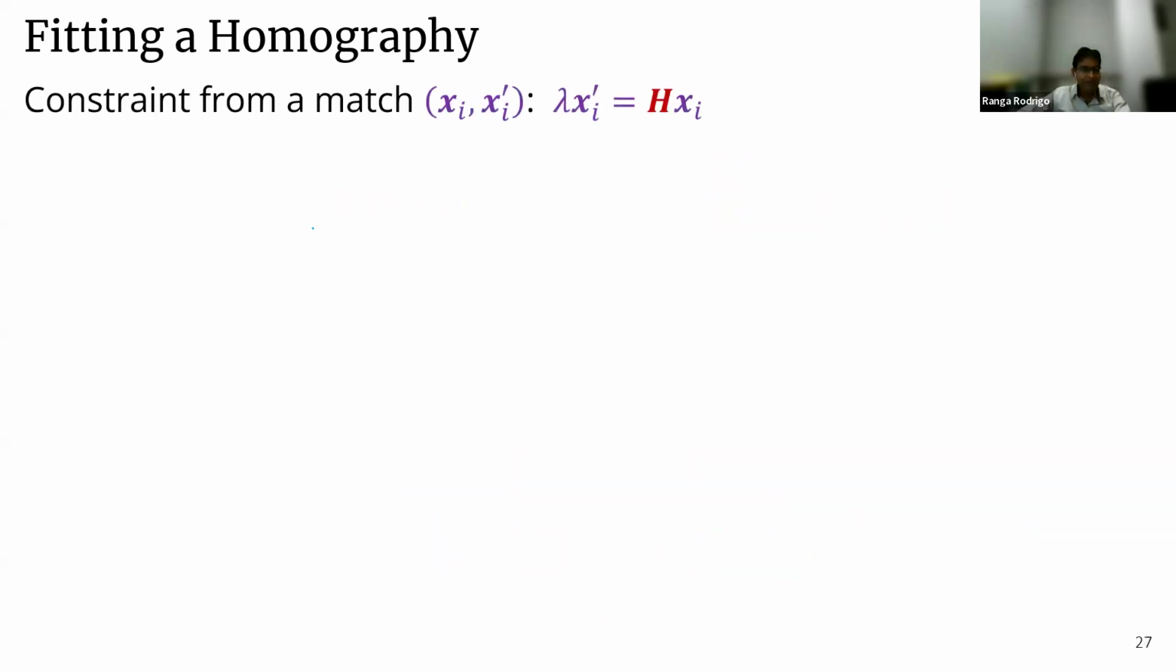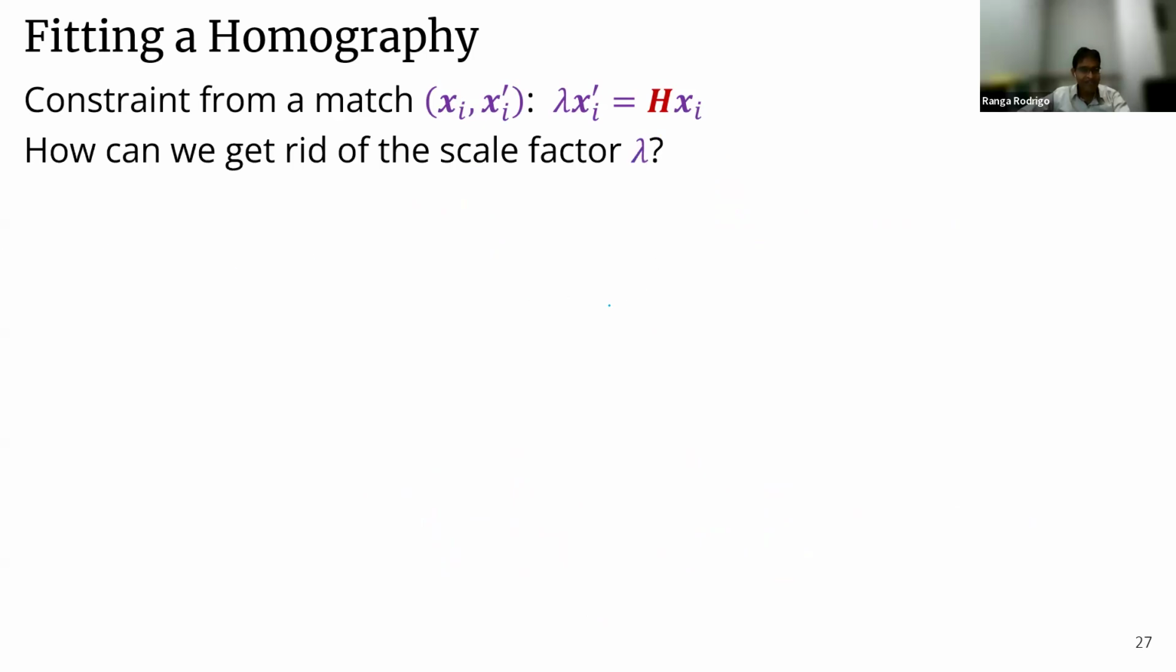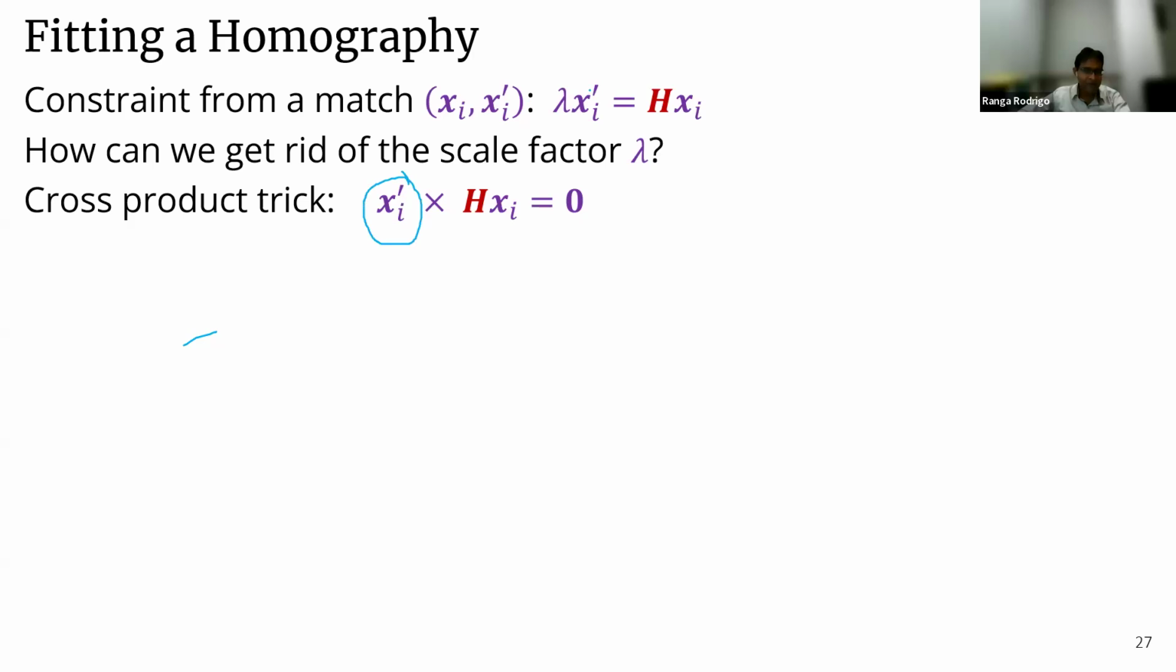Okay. So constraints from a match is like this. How can we get rid of scalar factor lambda? For that, there's a trick. You can take the cross product with xi prime. If you take the cross product, this xi prime and that xi prime multiply and you get 0. Remember, the cross product between parallel vectors is 0. So that's why you get this.